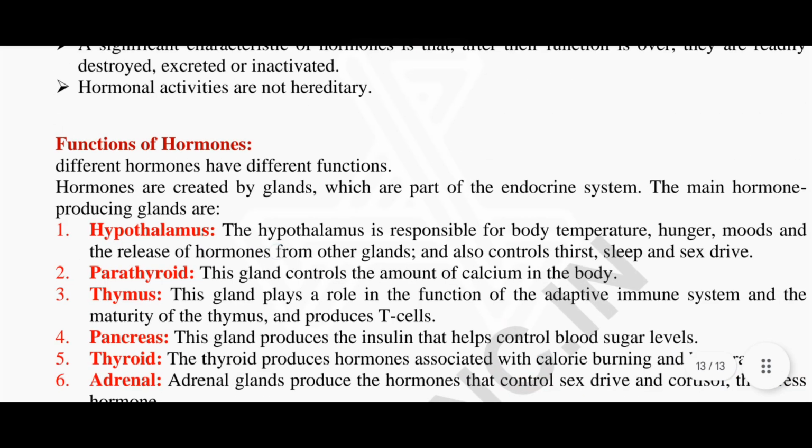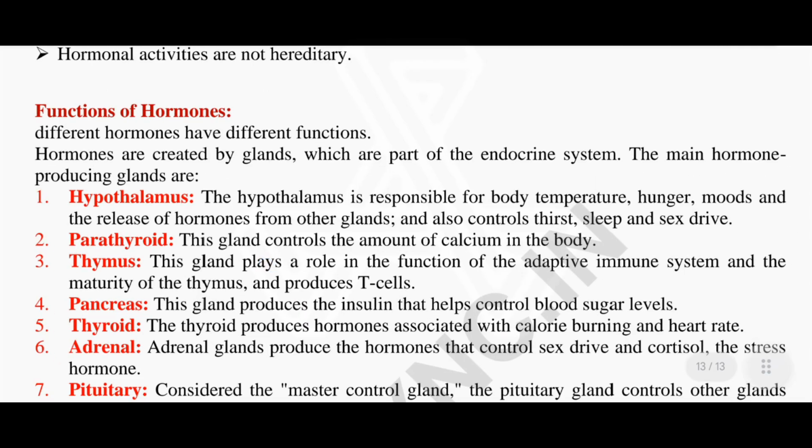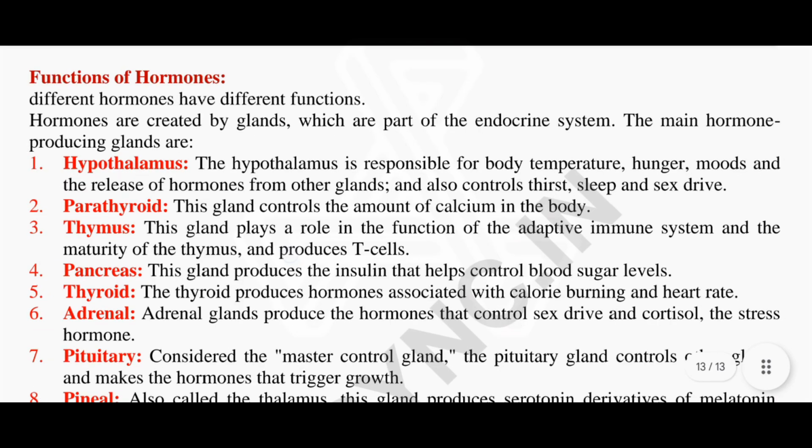Functions of hormones. Different hormones have different functions. Hormones are created by glands which are part of the endocrine system. The main hormone producing gland is the hypothalamus. The hypothalamus is responsible for body temperature, hunger, moods, and the release of hormones from other glands, and also controls thirst, sleep, and sex drive. Parathyroid. This gland controls the amount of calcium in the body. Thymus. This gland plays a role in the function of the adaptive immune system and produces T cells. Pancreas. This gland produces the insulin that helps control blood sugar levels.